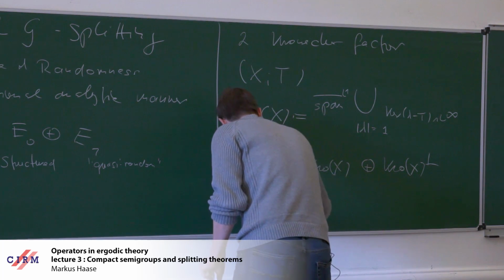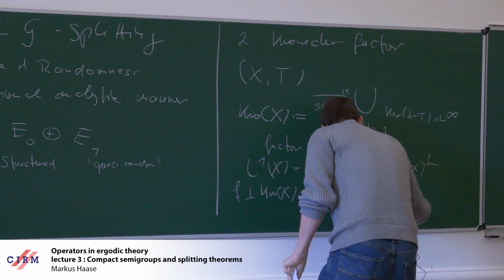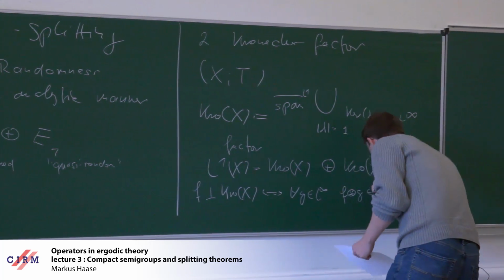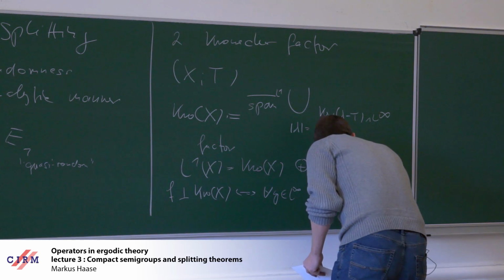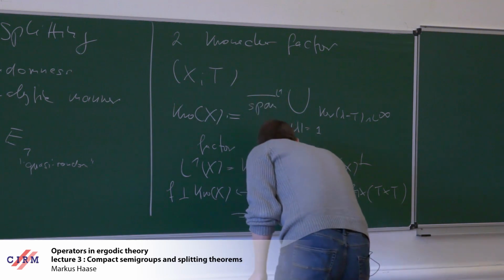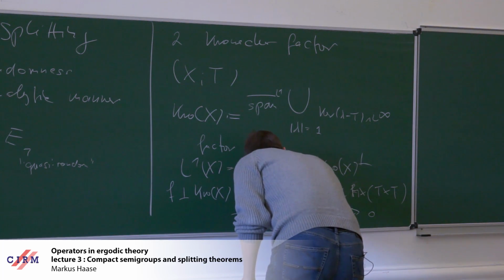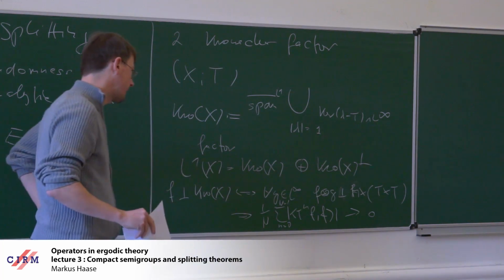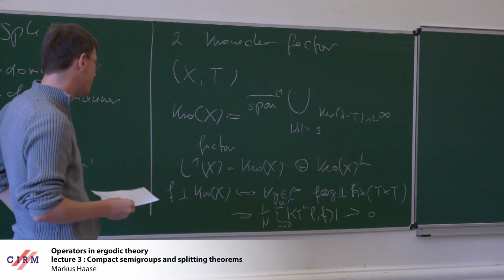Here the asymptotic description can be obtained as follows. A function f is orthogonal to the Kronecker factor if and only if, let's say, for each g in L infinity, the function f tensor g is orthogonal to the fixed space of the product dynamics. From this you easily get the usual asymptotic characterization of being orthogonal to all eigenfunctions. I do not tell more because I'm quite sure that Breiner will talk about this just in an hour's time.